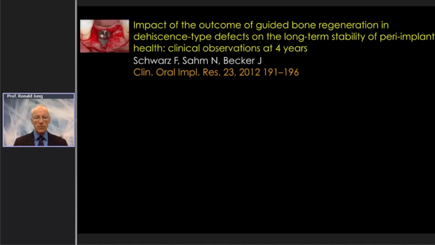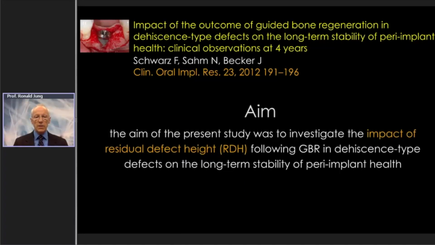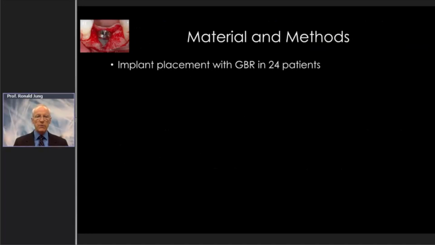It's a 4-year study. The aim of the study was to investigate the impact of residual defect type following GBR in the dehiscence type defect on the long-term stability of peri-implant tissues. Material and methods: implant placement with GBR in 24 patients, and there was a re-entry at 4 months.